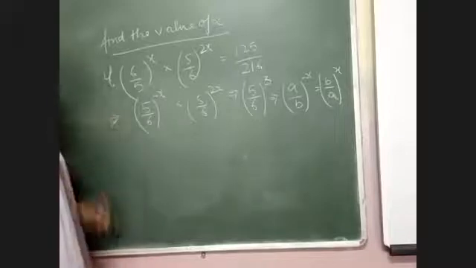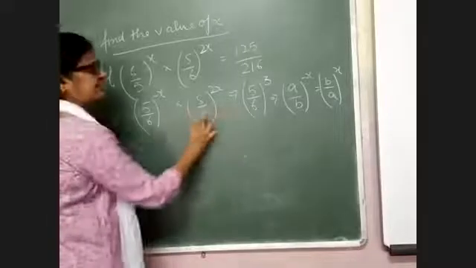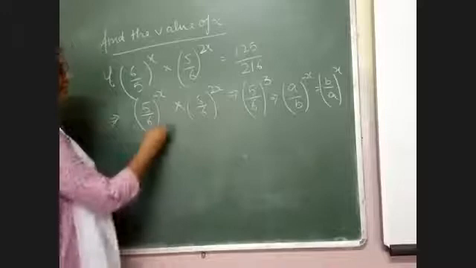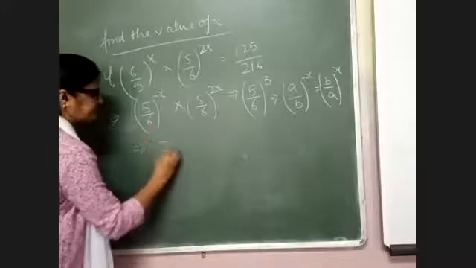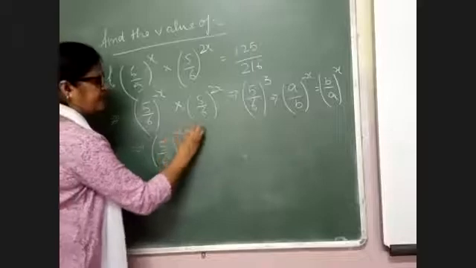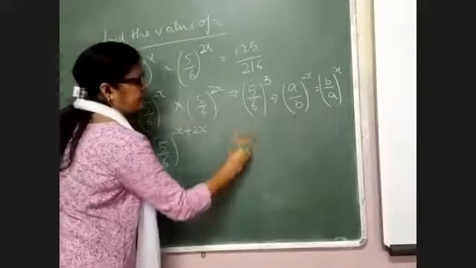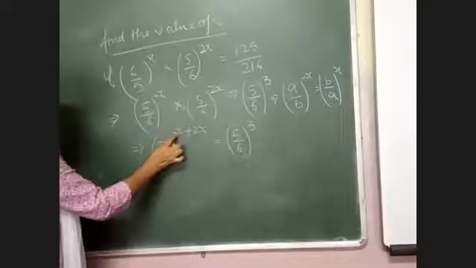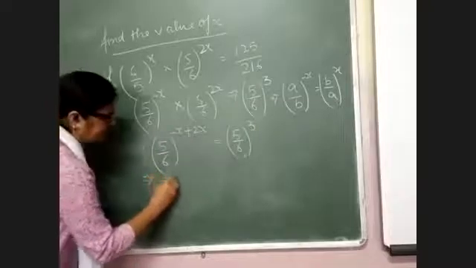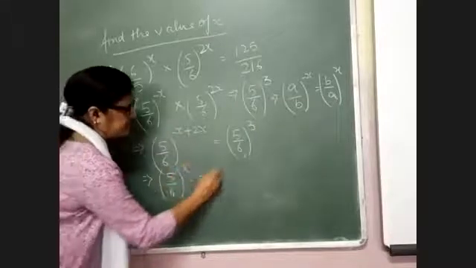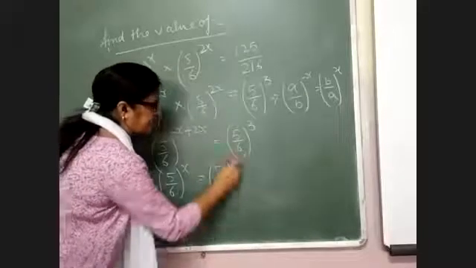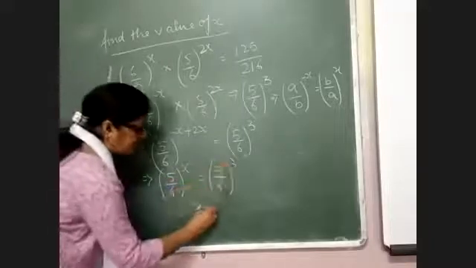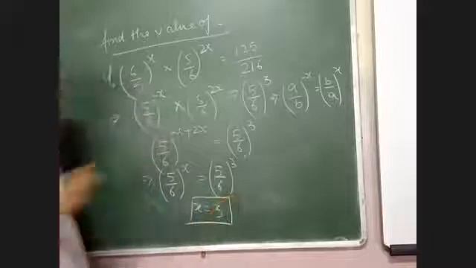Then how will you solve this question now? Here all the bases are equal, but on the left hand side the multiply sign is given, then you add the powers. The powers will be added, and 5 upon 6 raised to the power 3. Subtract x from 2x. It becomes 5 upon 6 raised to the power x equals 5 upon 6 raised to the power 3. Now again the bases are equal, the powers are also equal. Then the value of x equals 3.